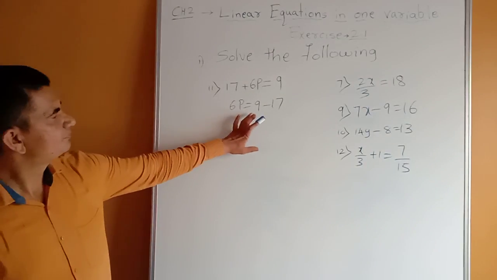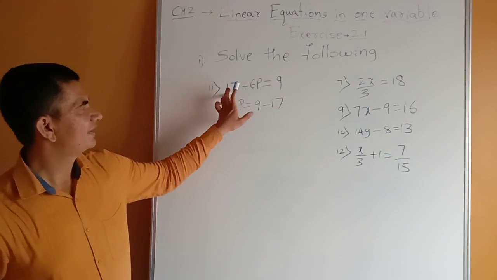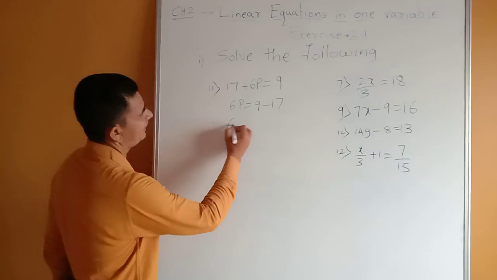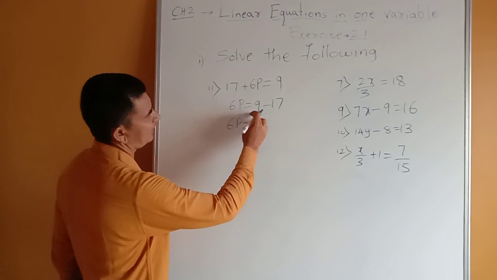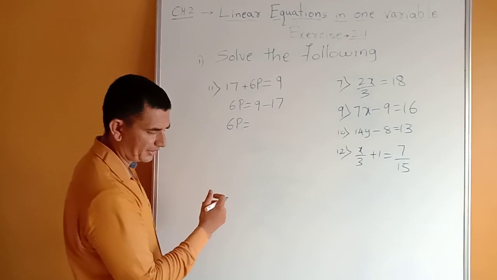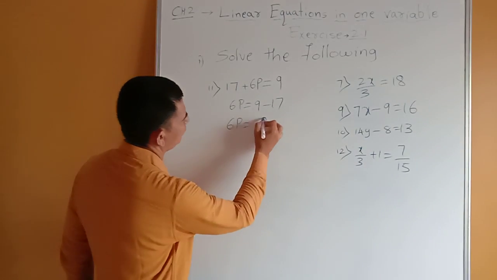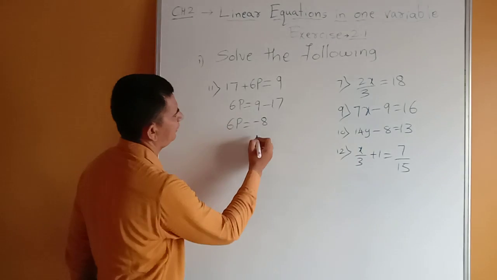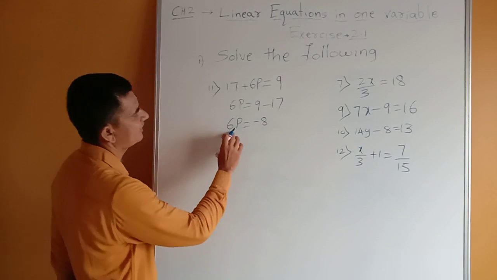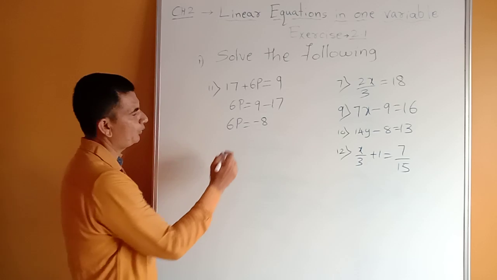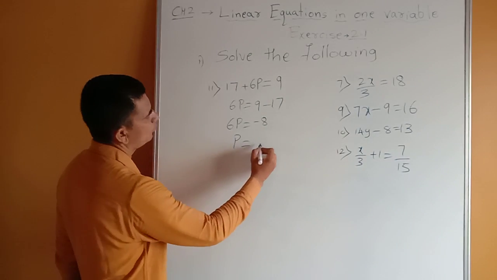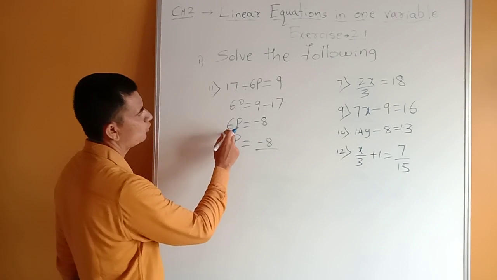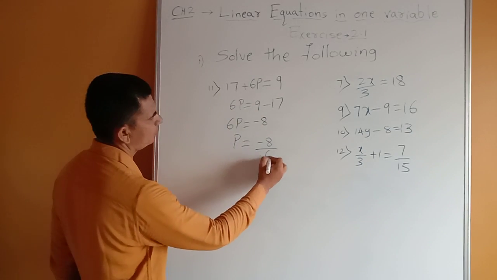Have you got it here? Because 9 is as it is there, 17 will go to the right hand side, it becomes a negative sign. So 6p is equals to 9 minus 17, we can do here, and we will get 8. So the big number is having a negative sign here, so I have to put negative. Now we got here 6p is equals to minus 8. Now we want the value of p. So 6 is multiplied here. When it goes to the right hand side, again we have to divide.